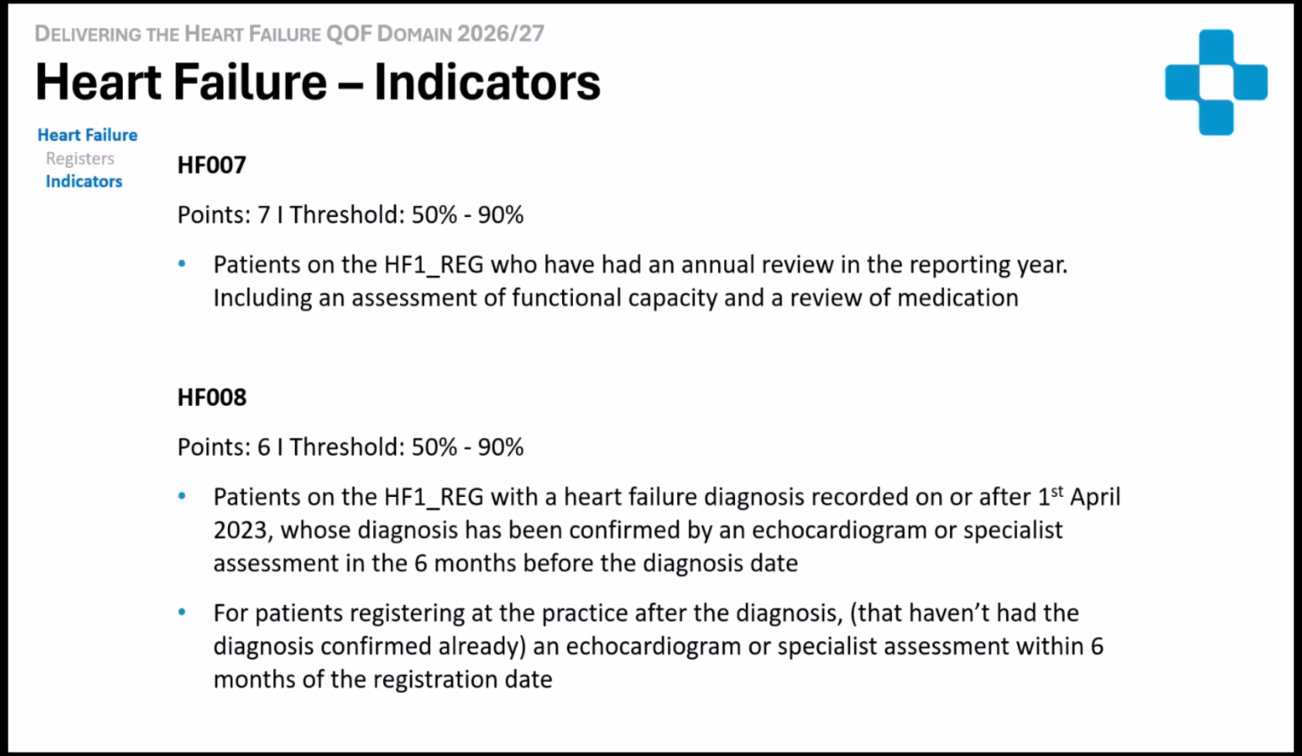So for heart failure, you've got 3 separate indicators, HF007, 8 and 9. Now I'm going to start with HF008 first, because this one relates to the registers and the diagnosis of your patients. So with this one, it's looking for patients on that first register, so an unresolved heart failure diagnosis, but it has to have been recorded on or after the 1st of April 2023.